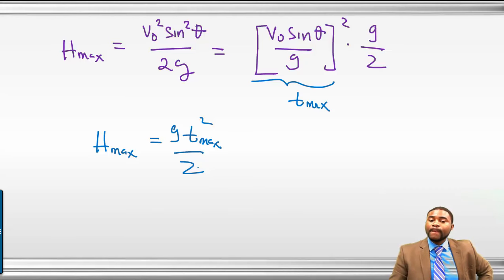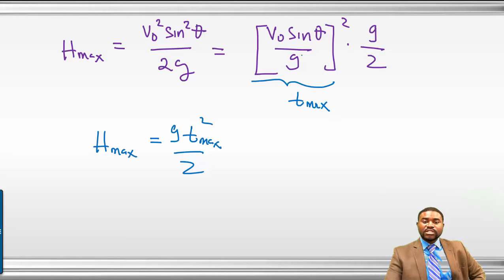Yes, please? Why is it times g over 2? Okay, look at it this way. We want this expression to be equivalent to this. So if we expand this bracket, we are going to have V naught squared sine squared theta divided by g squared.